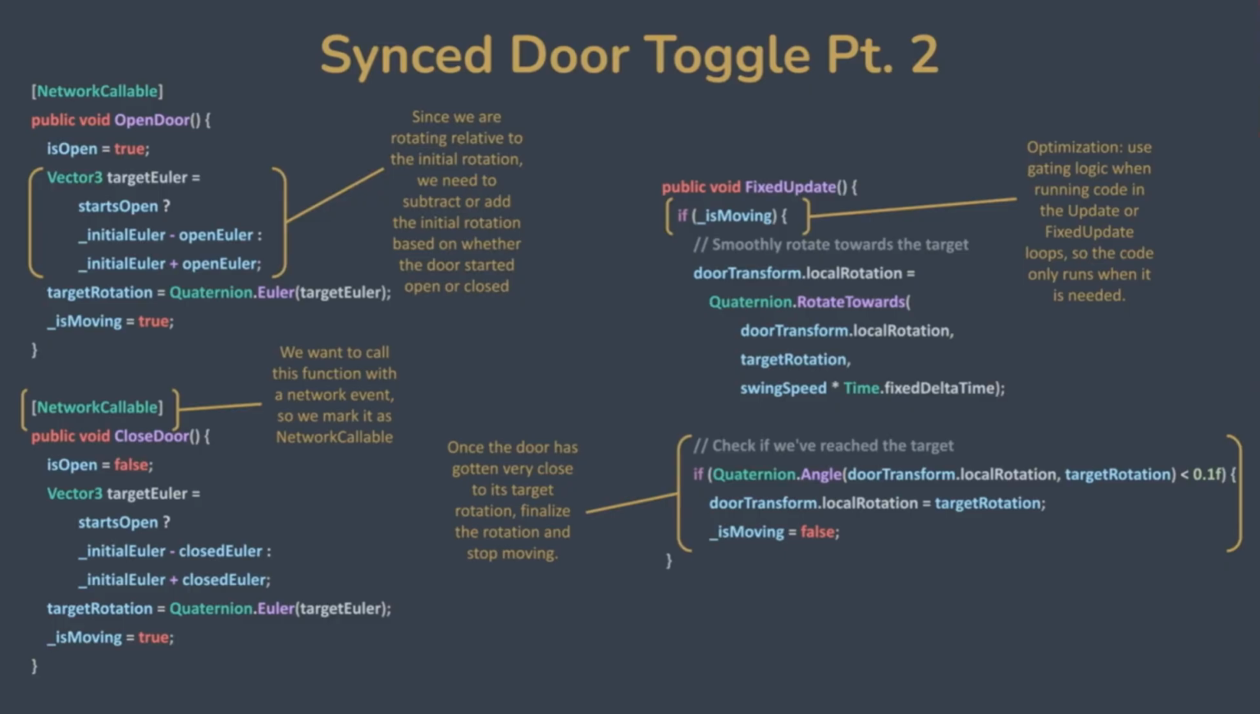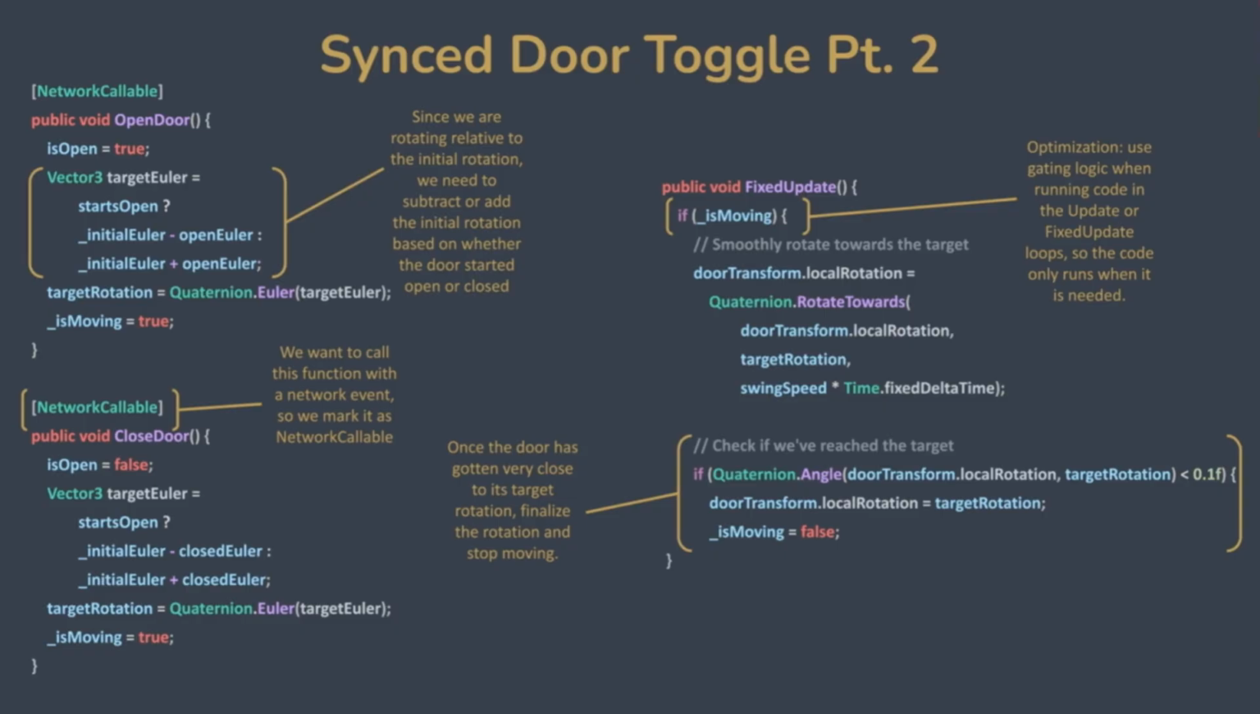Since it runs that often, and we're using an update loop, we don't want this to be triggering all the time because there's a lot of code here and that could slow things down. So we use gating logic. That is moving variable. We use an if statement to say, if it's moving, then run this code. Otherwise, skip it.